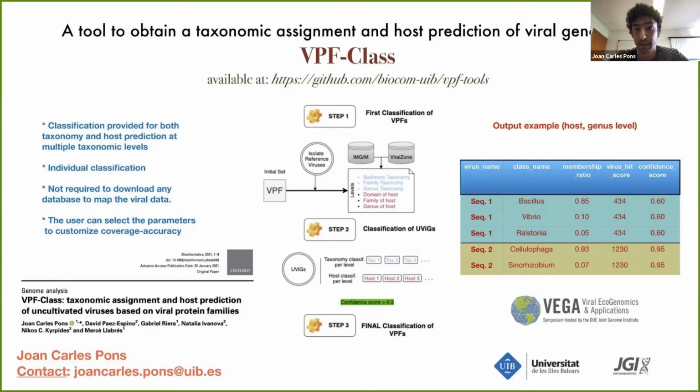And on the right, you can see an example of an output of our tool at the genus level with 3 parameters: membership ratio, virus hit score, and confidence score.